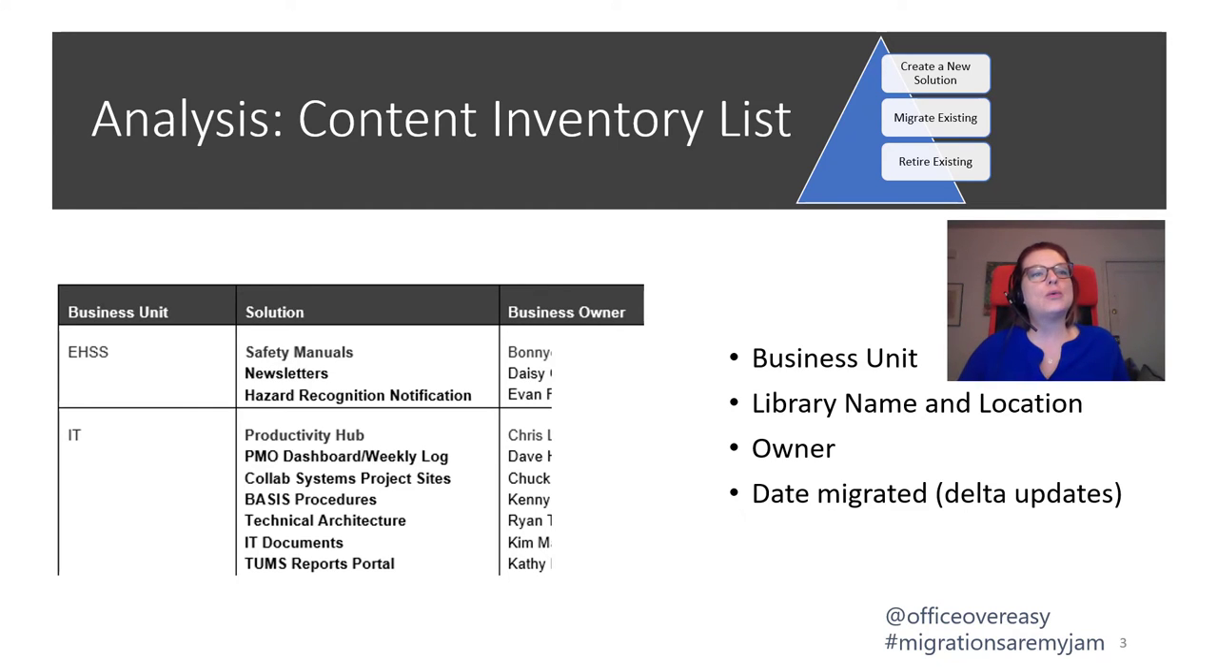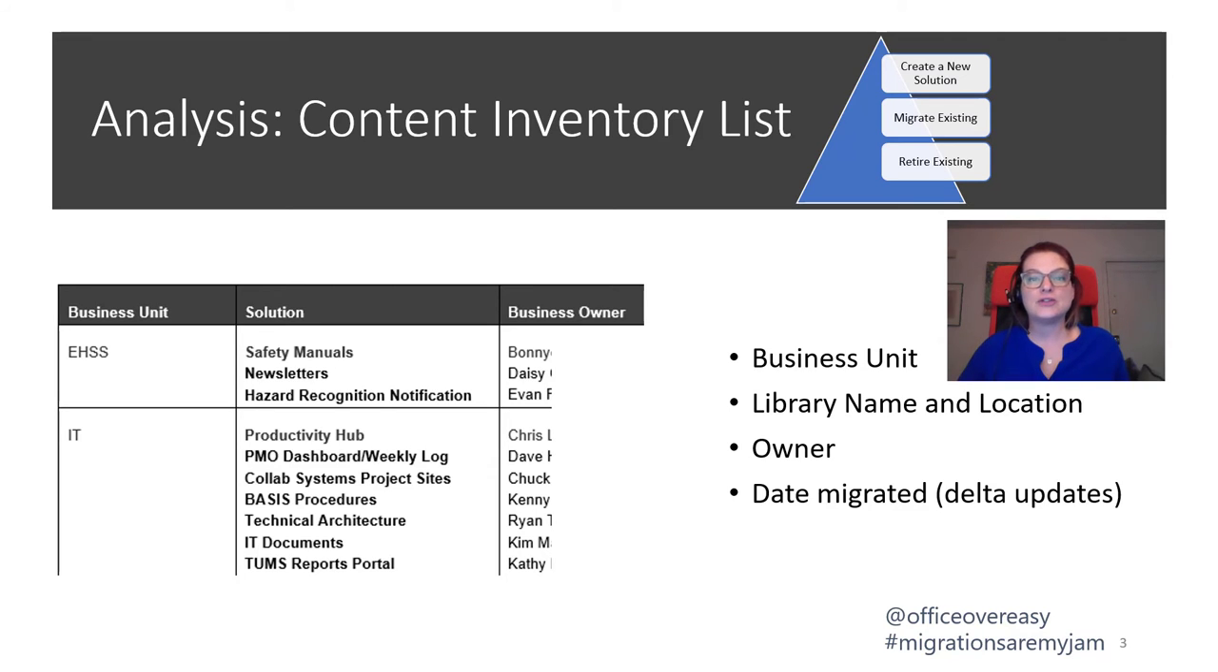And then make sure that you know who the business owners are. So that's going to possibly change for each solution inside the department. So as you can see, something in IT, we might have multiple owners across multiple solutions. So the very first thing that you want to do is just identify what content you actually have, who owns it, where it is, and what the name of the solution is. You're probably not going to go through and do every single individual library in this initial first pass of the content inventory list.